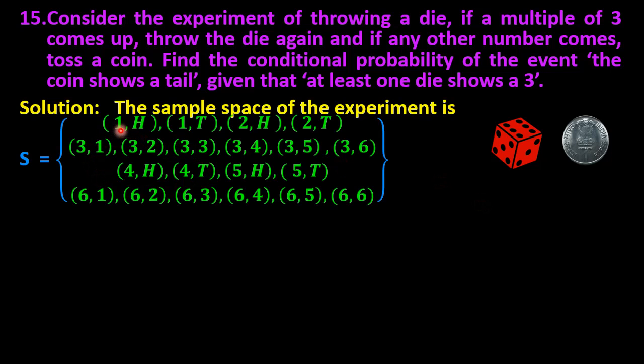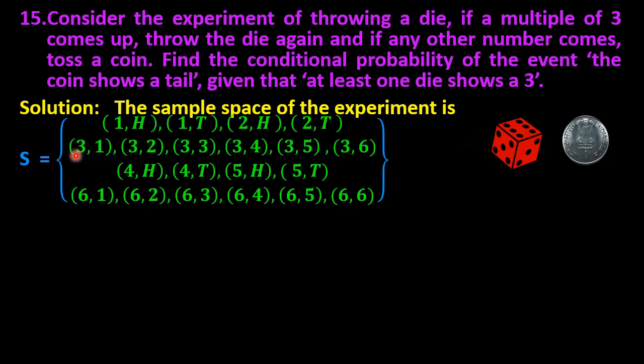So if 1 comes in the first row, then according to the question we have to throw a coin. In a coin there is either head or tail. So if we get 1 on the die, then in the second row we will get either head or tail. And similarly, if we get 2, 4 and 5 in the first row, then in the second row we have to toss a coin, so we will get either head or tail. And if a multiple of 3 comes, like 3 and 6, then we have to throw the die again.